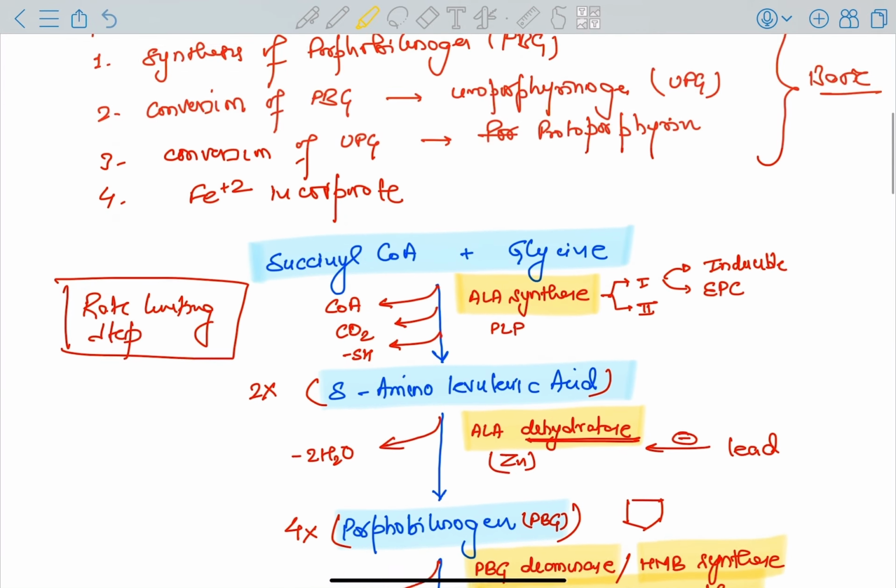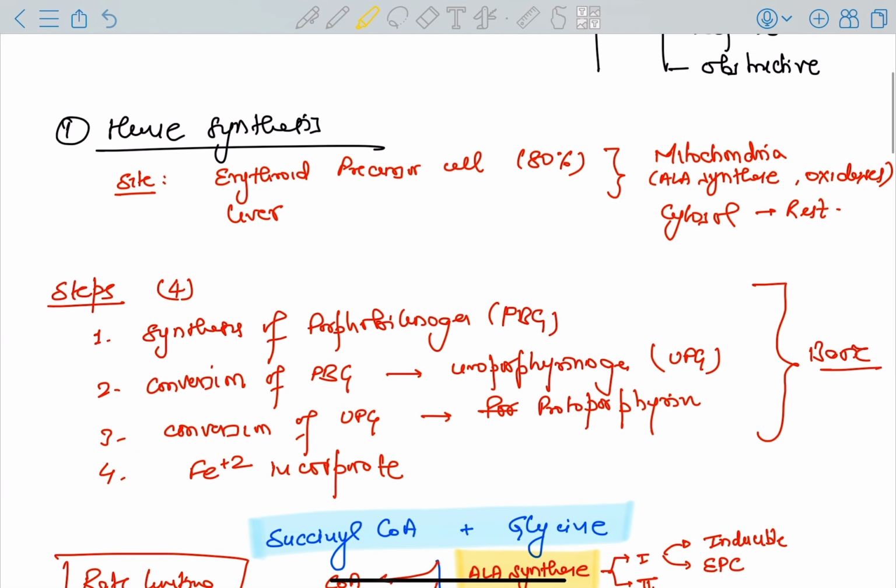So this is all about the heme synthesis. It takes place in the erythroid precursor cells, EPC, 80%, and then in the mitochondria, the ALA synthase and oxidase steps take place.